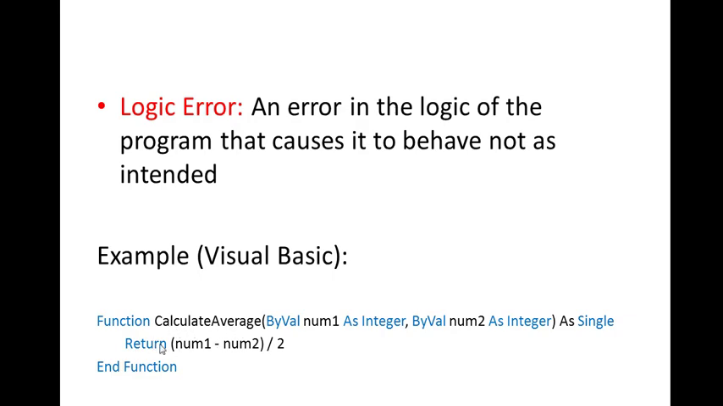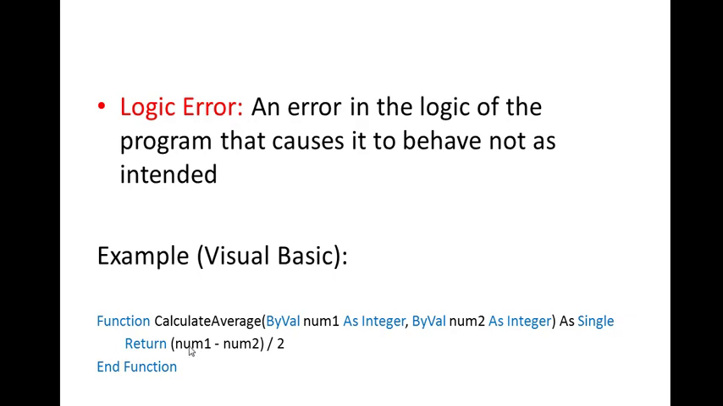But let's take a look at what's happening inside the function. The function, instead of adding the numbers num1 plus num2, it is subtracting the numbers num1 minus num2. And what's going to happen is the value that is going to be calculated and returned by this calculate average function is not going to be what we are expecting. For example, if num1 is 3 and num2 is 5, ideally the average should be what? 3 plus 5 divided by 2, which should be 4.